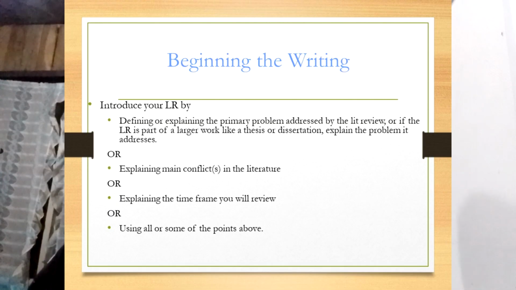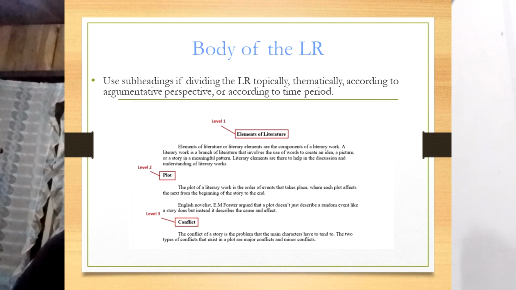So next is explaining the main conflicts and explaining the time frame. In this part, we're going to explain the main conflicts about the literature. What are the things that need to improve about the topic? It's like discovering the gaps of the previous research, and we're going to explain the time frame, the improvement of every research and the connection of every research. We're going to explain it in our lit review. We are already writing our lit review.